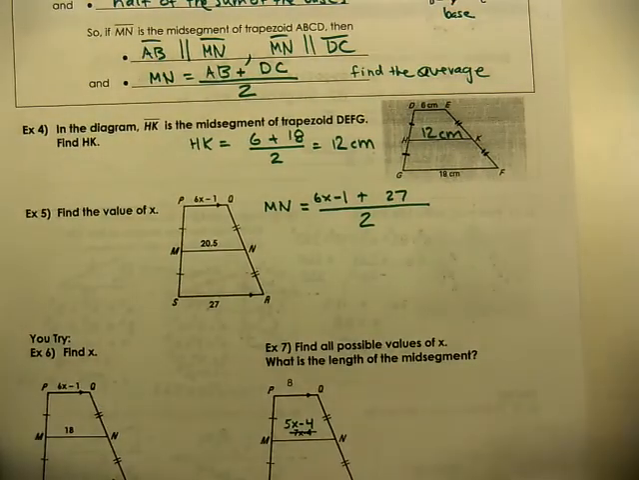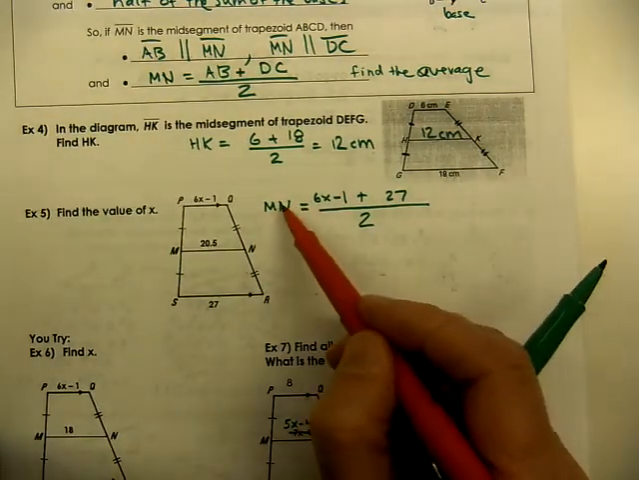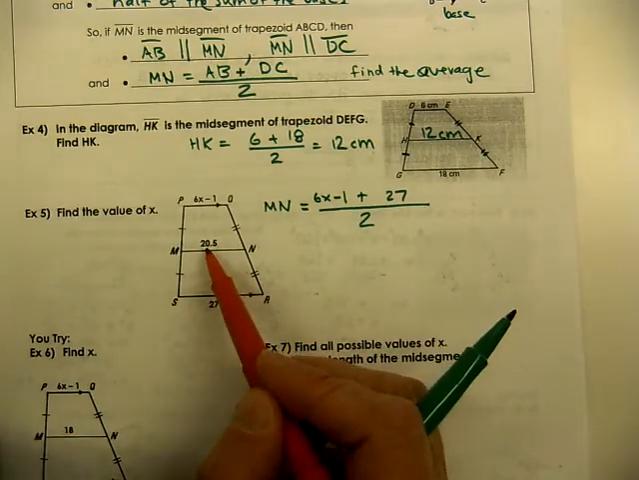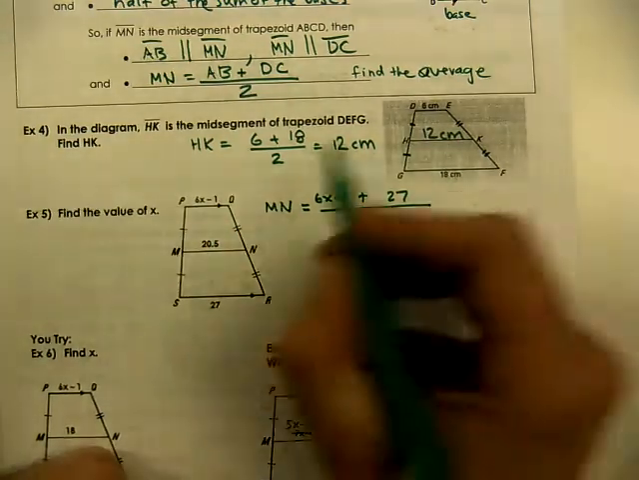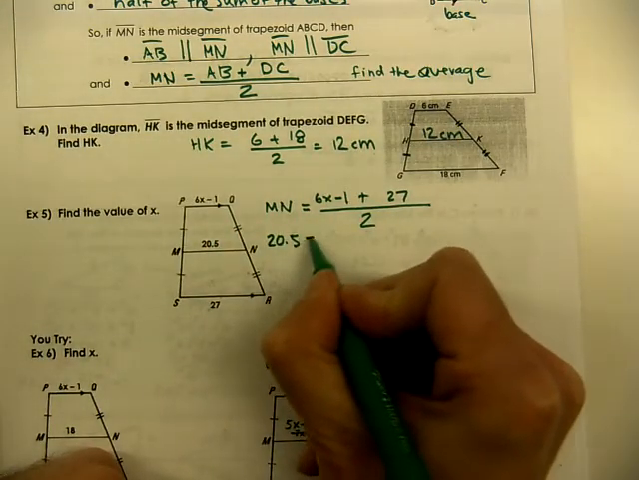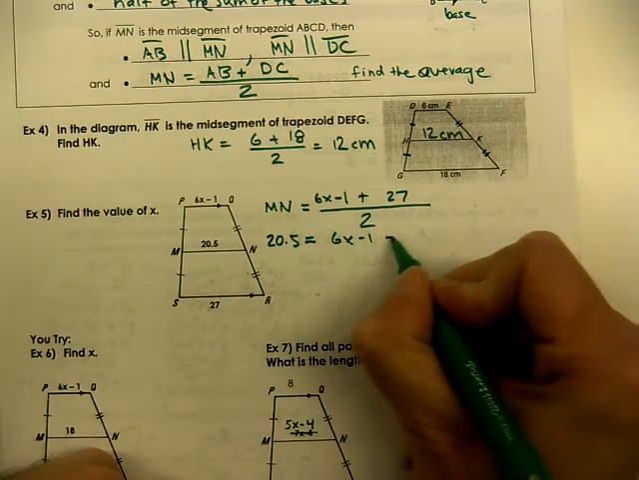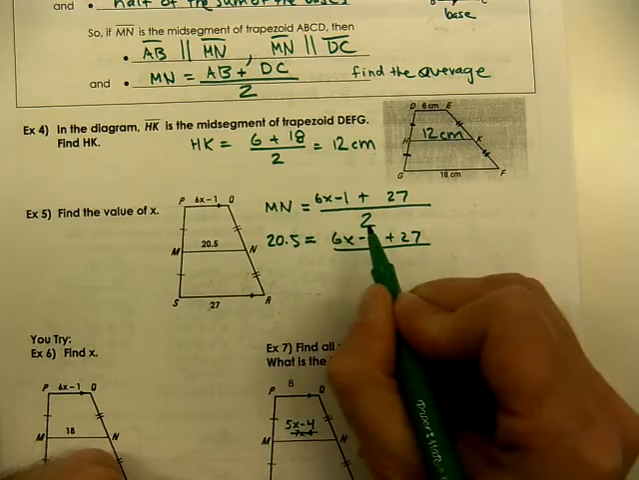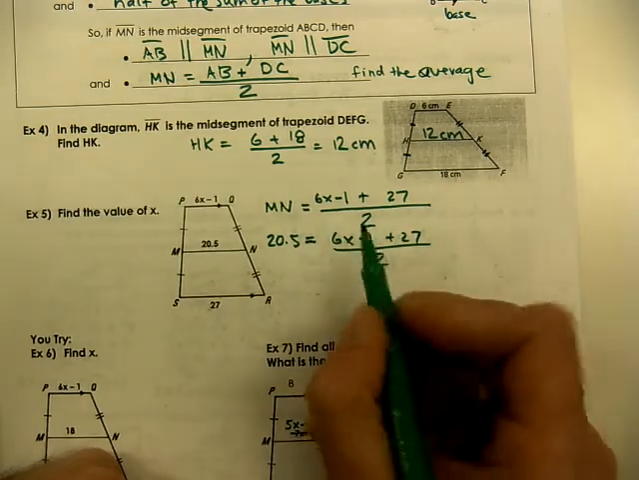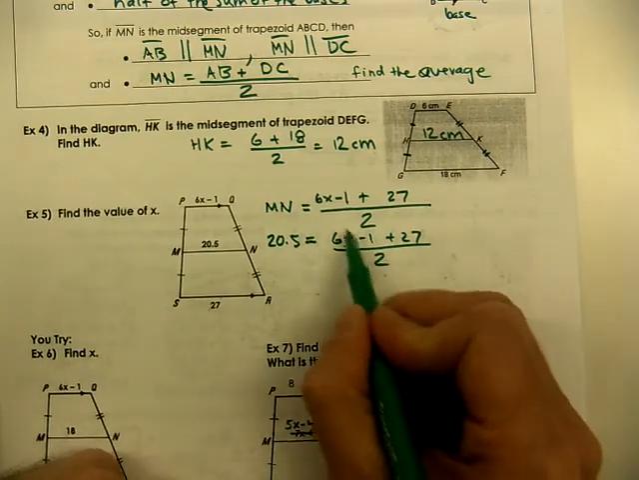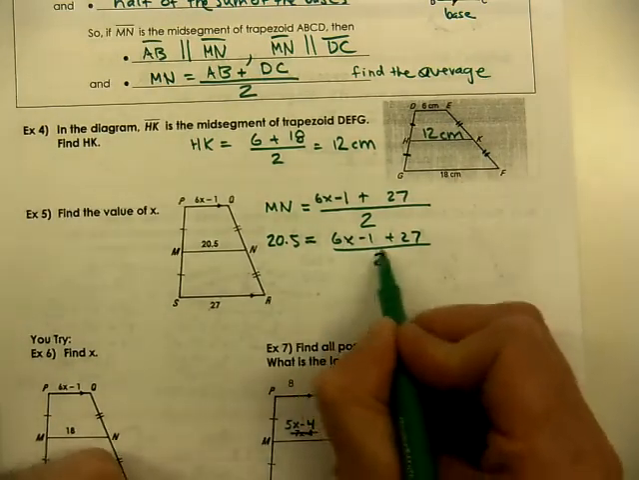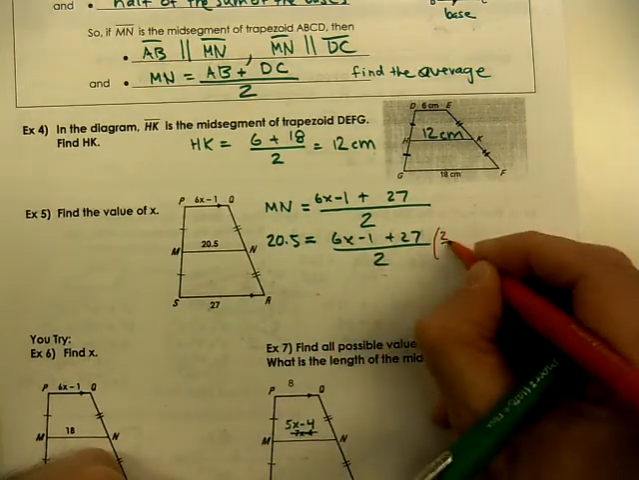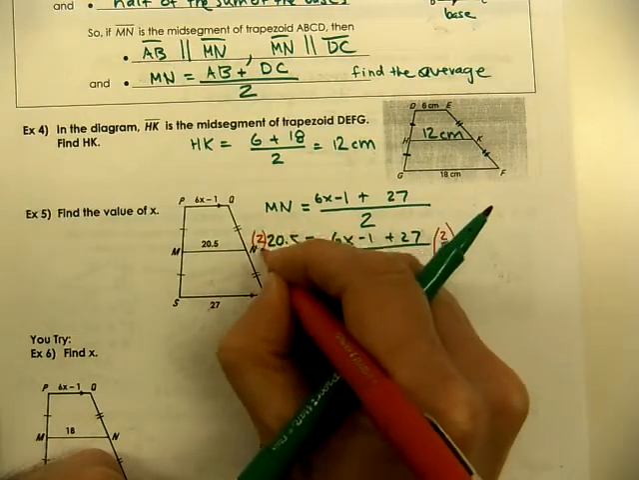Now notice we're not really trying to find the midsegment. We already have the midsegment. It's given to us in the picture as 20.5. So that means we also have to plug this number in. So you have a 20.5 on the left-hand side. So the midsegment is equal to adding up the bases and dividing by 2. Our goal is to solve for x. So the best way to do this is to get rid of that denominator. Let's undo that division by multiplying both sides by 2.